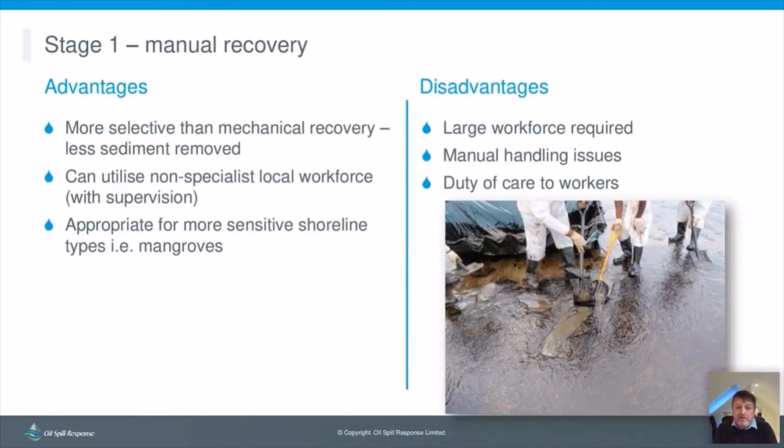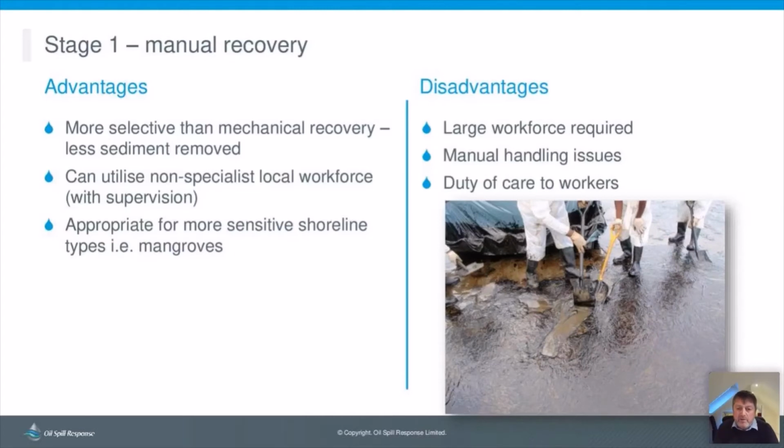As I already mentioned, manual recovery is the one you're probably most likely to use, either in conjunction with the others or maybe on its own in many cases. Great advantages: it can be more selective, so you can just concentrate on picking up the oil and leaving behind the substrate, so you're not creating more waste. You don't have to be a specialist to be able to work at a shoreline recovering oil. You need supervision and some basic training by specialists, so you'll need some trained responders to supervise people.